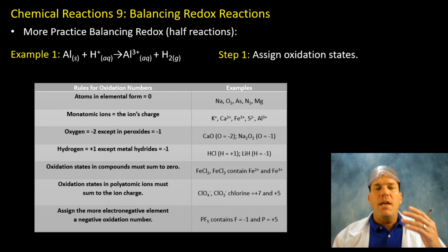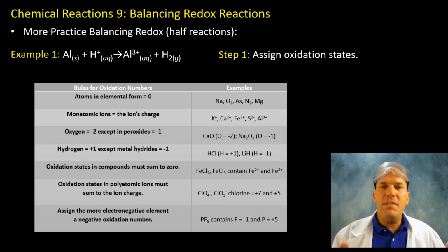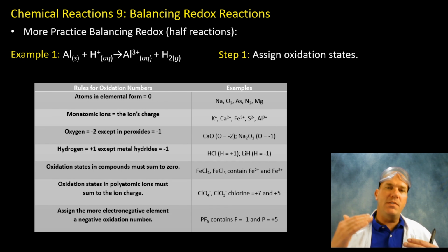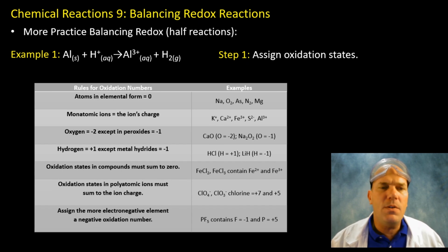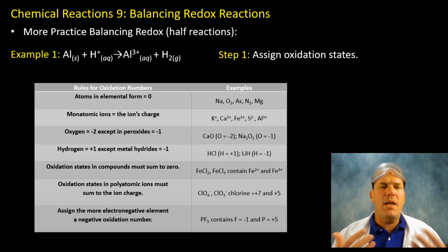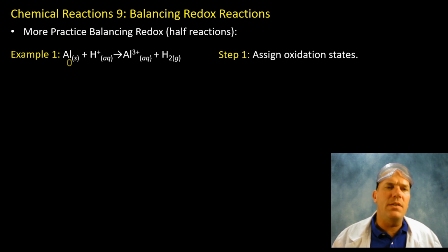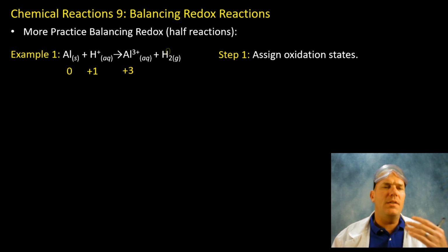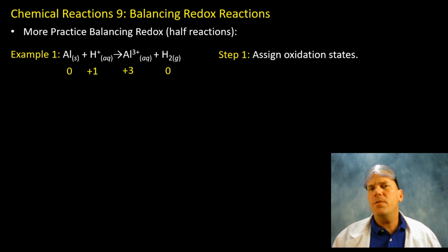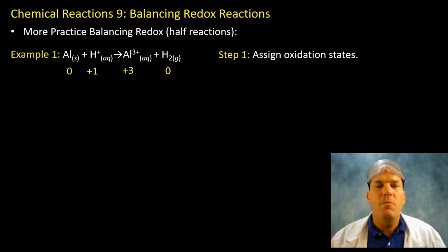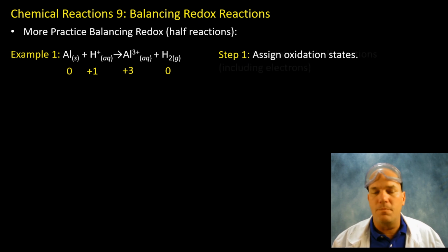Let's go ahead and recall when assigning oxidation states to species, we have a set of rules that we're following. So here we have atoms in their elemental form, and we also have some monatomic ions as well. So assigning oxidation states here, we have aluminum in its elemental form is 0. Hydrogen is a monatomic ion plus 1. Aluminum, monatomic ion plus 3. Hydrogen gas, a diatomic elemental form with an oxidation state of 0.